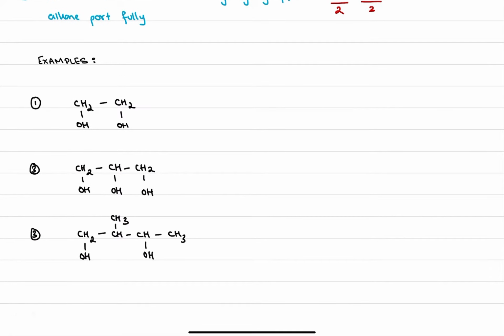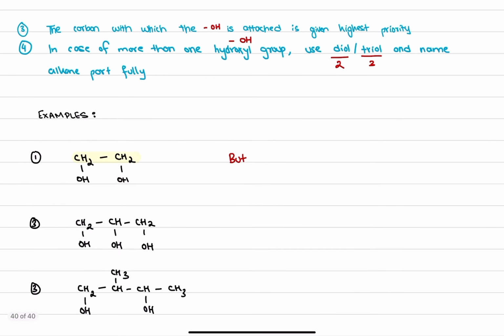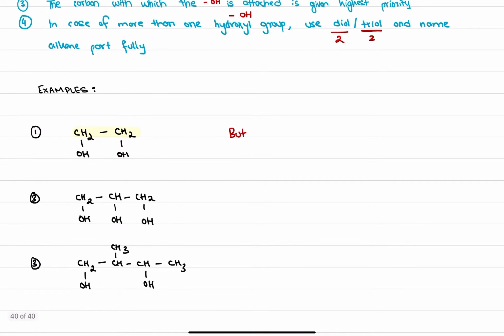Okay, so first of all, once again we start with the longest carbon chain. I see that there are two carbons involved, and so I know it's going to be bute. Now I can clearly see that we have two OH groups over here, right? So it's an alcohol. So keeping rule number 4 in mind, we need to name the alkane part fully. So what this means is I will write this down as butane fully. Why would I do that?